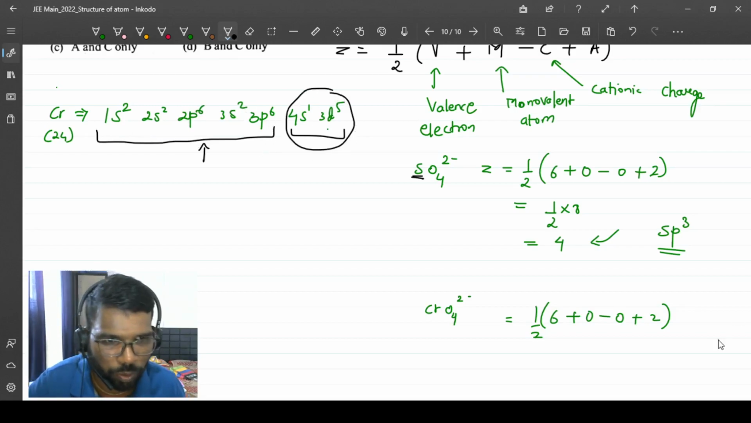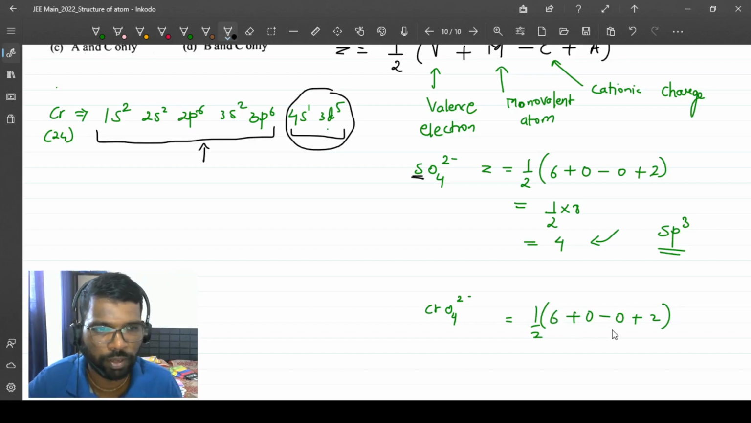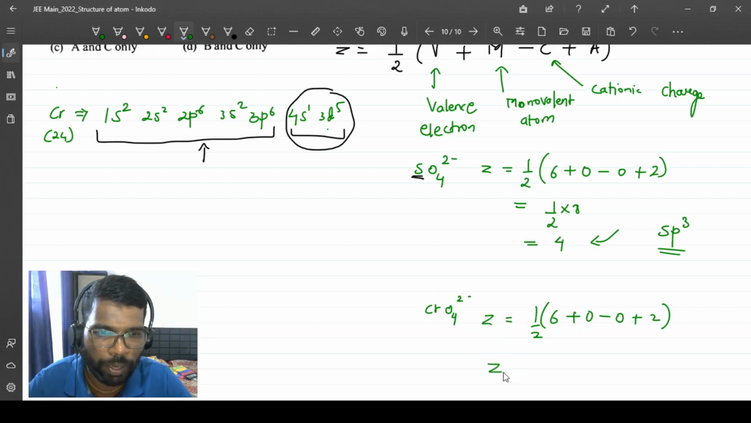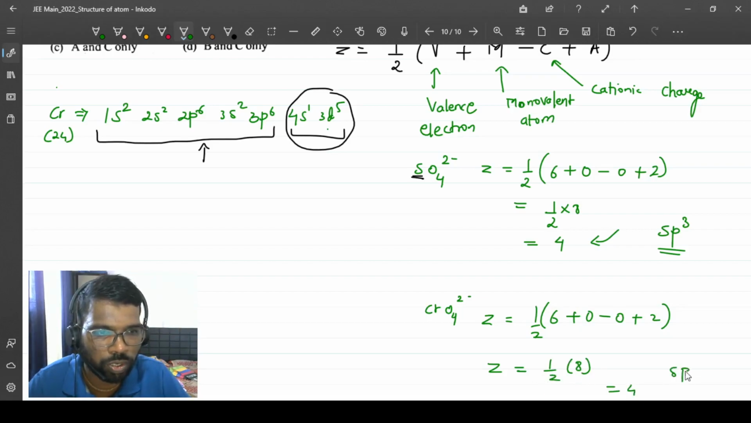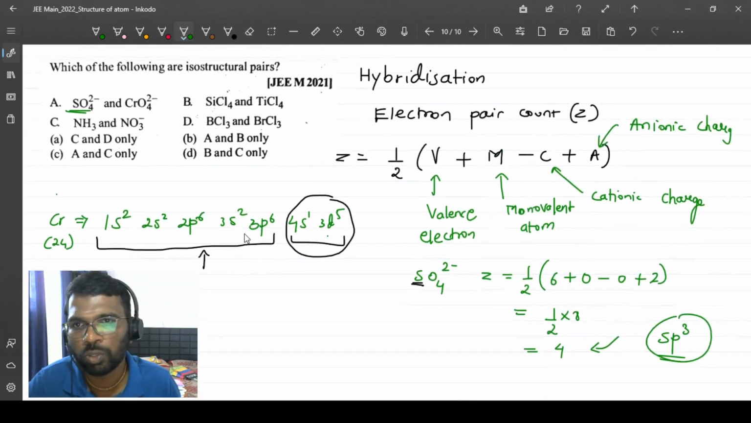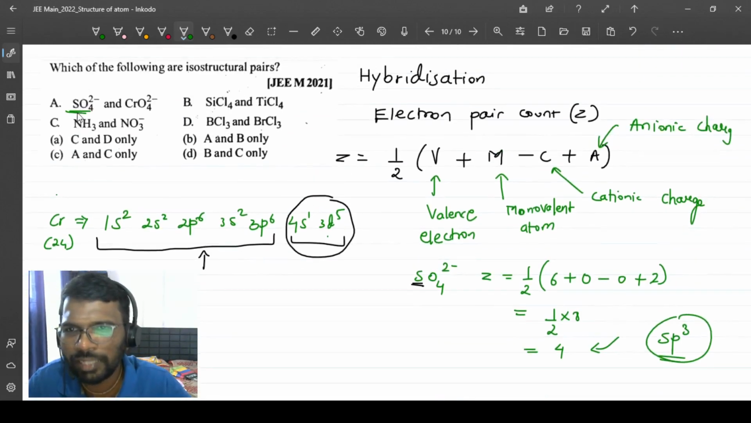Sorry, I made a mistake over here. It is 6, not 5. So again here the value of Z will come to be equal to half times 8, which is equal to 4. And here also the hybridization is sp3, and both are sp3. So option A is isostructural.